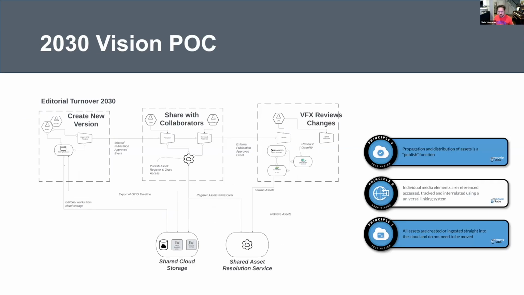So the proof of concept that we set out to build was to show what that workflow would be like if we tried to espouse some of the principles of the 2030 vision. I put the ones on the right that are the really important ones: when you publish or create a new version, it's really just about changing permissions. It's not about moving information around. The second one, which is great in the context of this conversation, is that we wanted individual elements to be referenced, tracked, and interrelated using a universal linking system, which again, we'll talk about how we used OpenAssetIO there. And then, on this model, we want to ingest the assets straight to the cloud as opposed to moving them around.